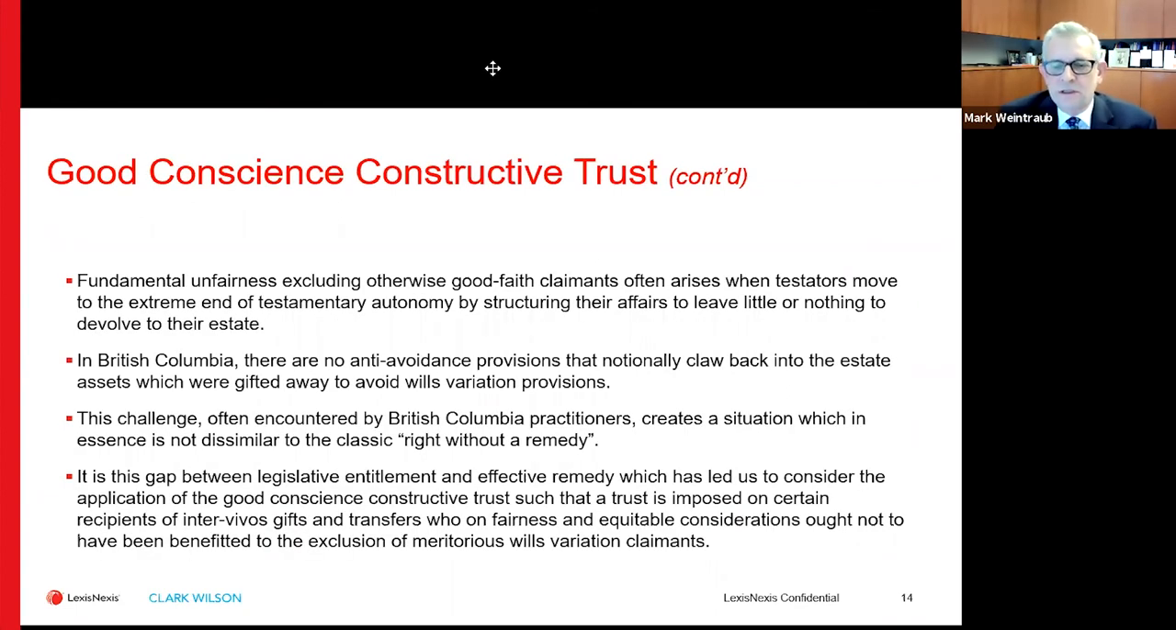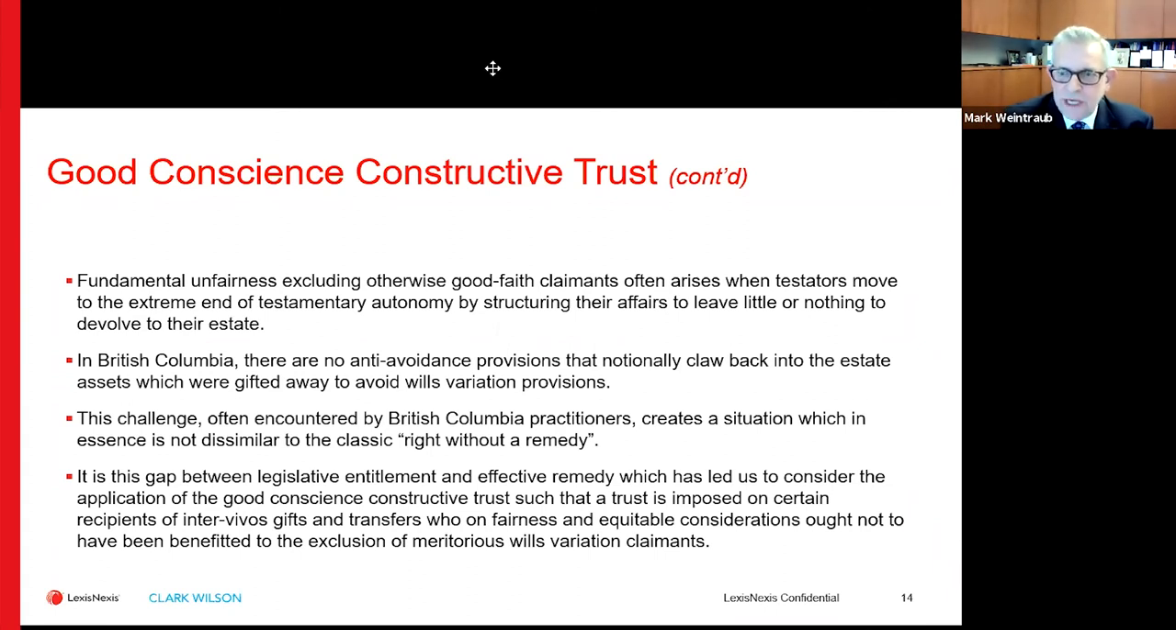So let me just make the point here again while you're reading the slide. Testamentary freedom empowers will makers to structure their estates as they wish. But we say that our legislative system has placed limits on testamentary autonomy, and the dependence relief legislation, which exists in some form in every province, is just one of those restraints.